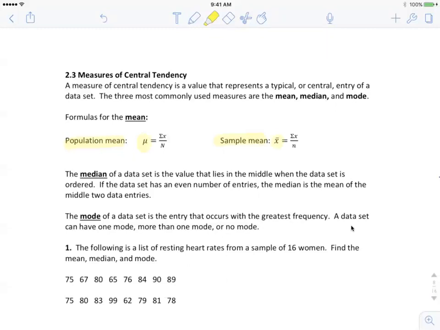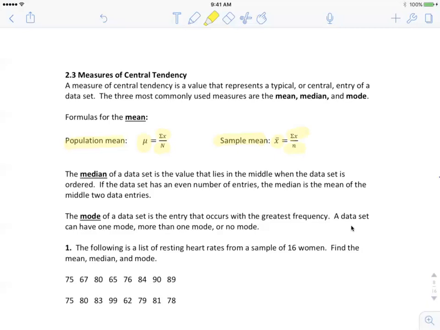But if you look at the formula, the top part is the sum of X's. That just means add up all of the data values. And then the bottom is divide by the N. Capital N is the sample or the population size, so how many values are in the data set. It's the same for sample mean. Sum them up, divide by the N, the sample size, how many data values there are.